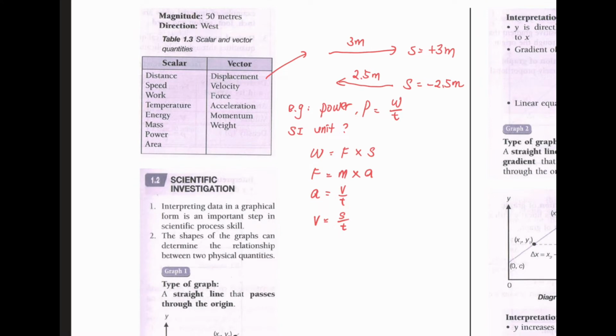Now it comes to the base quantities already. This one is meter, this one is second. So we get to know that this is meter per second, this is second. So meter per second divided by second, we get meter per second per second. Now we know that this is kg, this is meter per second per second. So we end up with kg meter per second per second. So you see we work backwards.